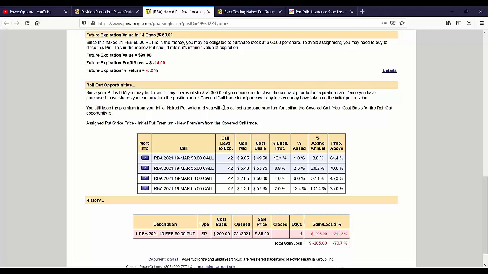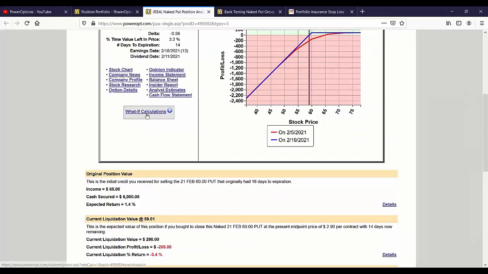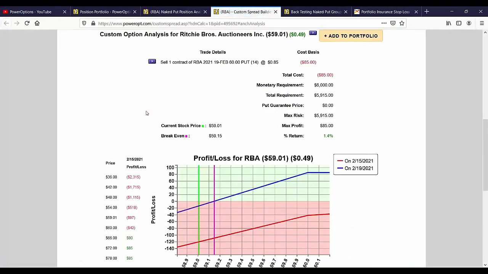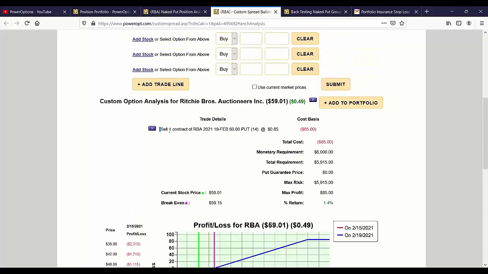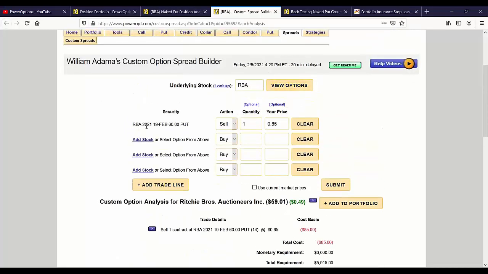If you don't see a rollout that you expected and you want to analyze it, simply scroll up to the top of the analysis page, click on What If Calculations. This takes us directly to the profit and loss chart for the position based on what we entered into the portfolio. You can also link to the profit and loss chart directly from the portfolio tools. But what I need to do now to simulate: are there any Februaries that I can roll for a credit now that the stock's at 59?